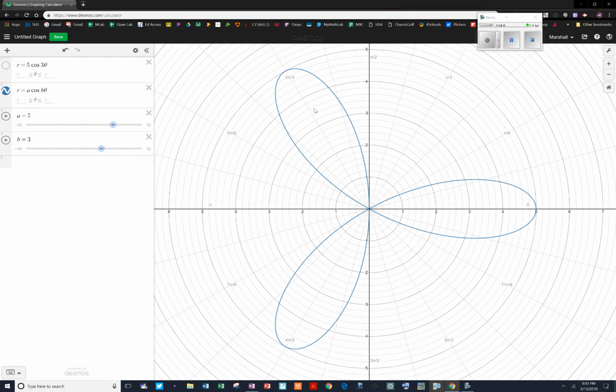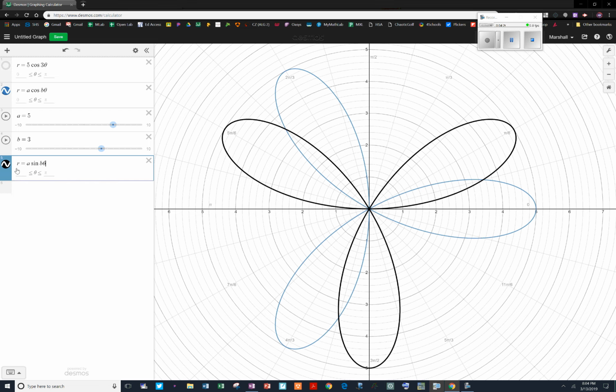In this cosine graph, what I'd like you to notice is we are symmetric over this x-axis. Okay, we could flip that thing over the x-axis onto itself. If we had a sine graph, so I'm going to do the same exact graph, r equals, but this I'm going to make it sine b theta. So now that black graph, there's a sine graph. Notice now this one is symmetric in the y-axis. So cosine, if you have an odd number of petals, is symmetric in the x-axis. Sine is symmetric in the y-axis if there's an odd number of petals.